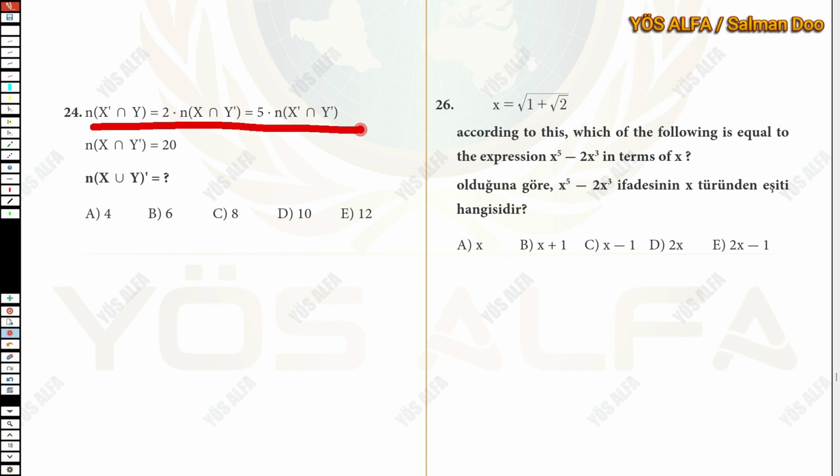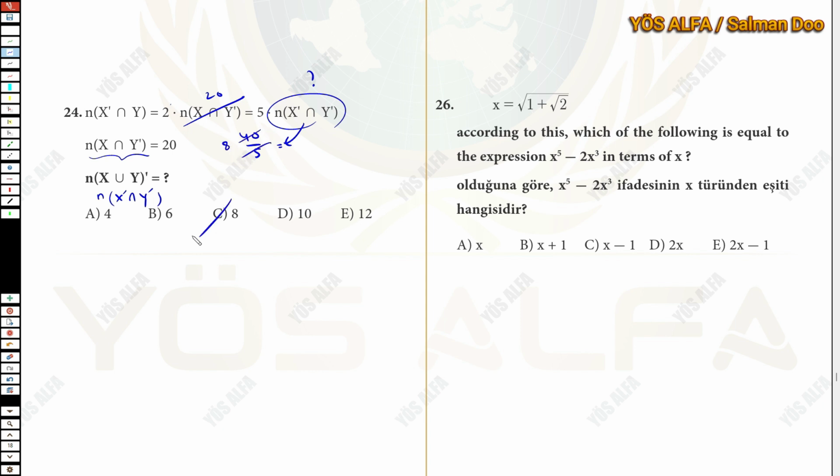24. This equation is given, and this one is given, this one is asked. So this is the same as x prime intersection y prime. So which is what's given here. So we're asked to find this one, and this one is 20. So this one is nothing but the one given here. So this one is 20. So 20 times 2 is 40. So 40 over 5 is the answer. So it's 8. C.